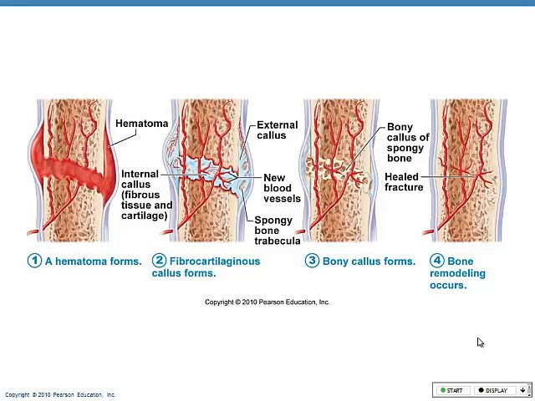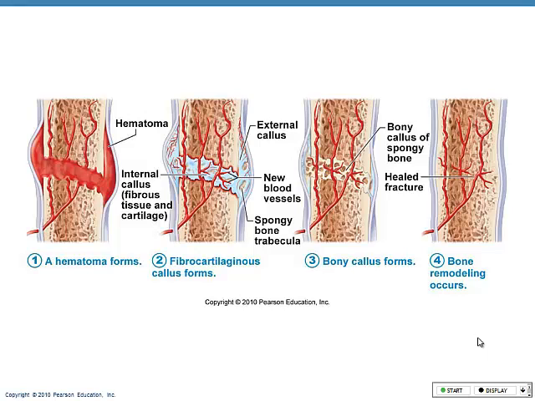When you break the bone, remember there's blood vessels in there. So what are you going to do? You're going to bleed. That's hematoma formation. So you're going to get a blood pooling in that area. Eventually, we'll try to knit back together the two ends, and that's the second part with the fibrocartilaginous callus. Remember, bone originally comes from what?